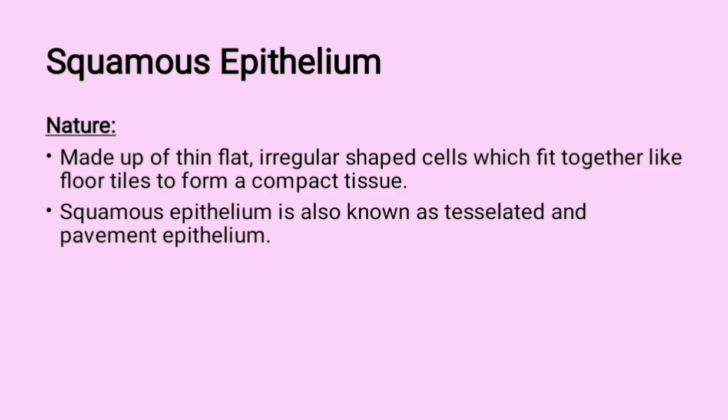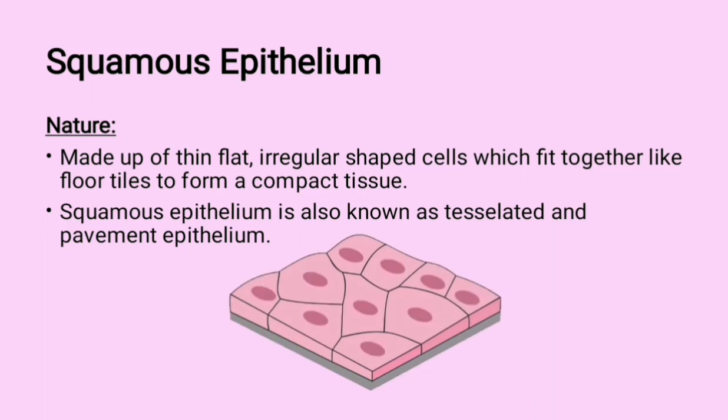Again, we will discuss each of the tissues under three categories: their nature, occurrence and function. So let's first talk about the nature of the squamous epithelium. Squamous epithelium is made up of thin, flat, irregular shaped cells which fit together like floor tiles to form a compact tissue. Squamous epithelium is also known as tessellated or pavement epithelium.